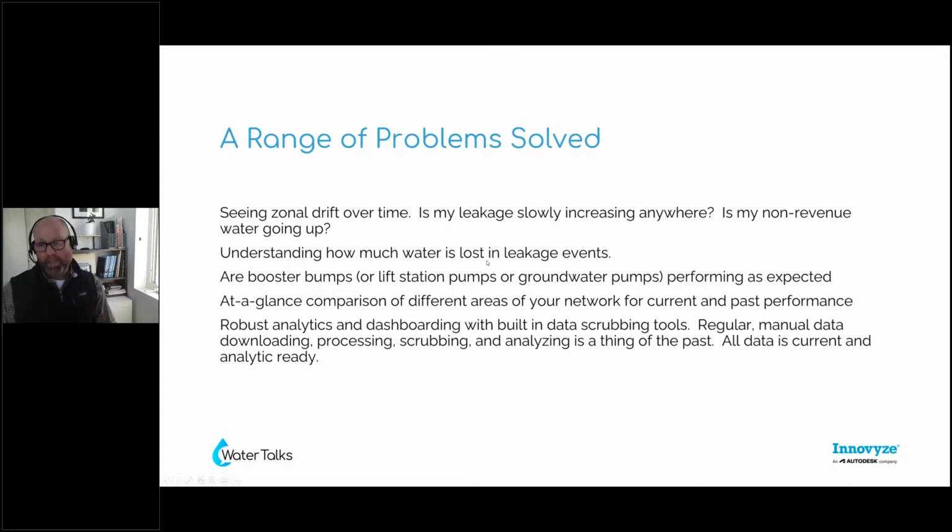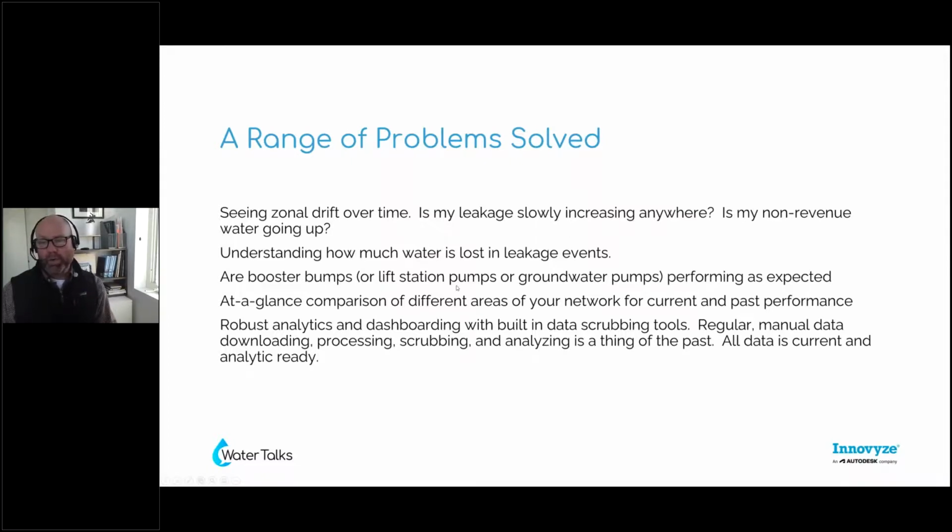Understanding how much water is lost in a leakage event. Maybe I do have a system disruption, and we fixed it within 24 hours. But what was my water loss in that event, right? Wouldn't it be nice if you had a tool that could basically provide you that information very quickly and very easily, right? It's like, cool. We lost 24 million gallons because of this burst, and with 2 clicks, I got that information.